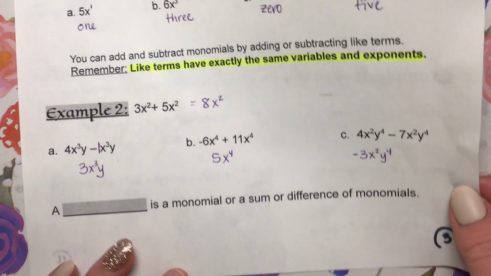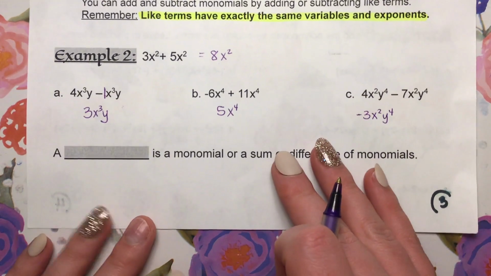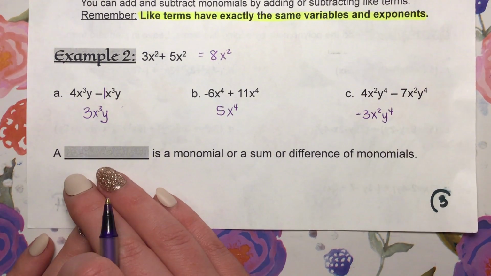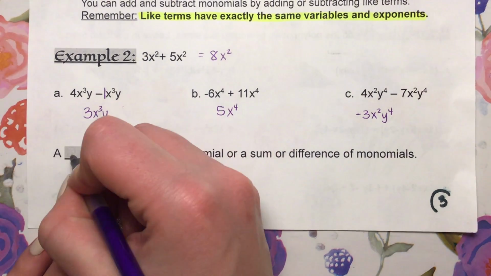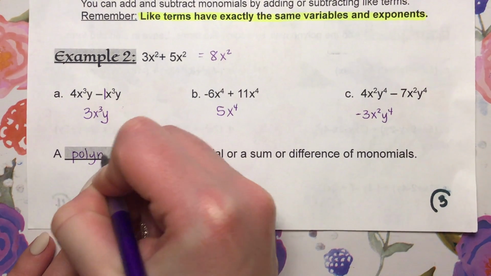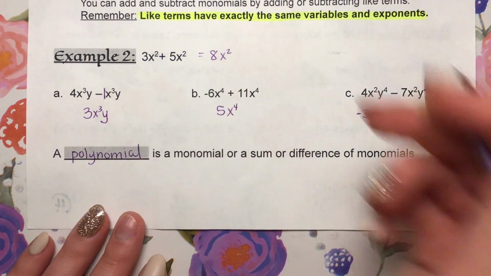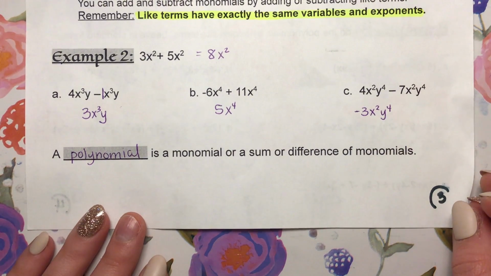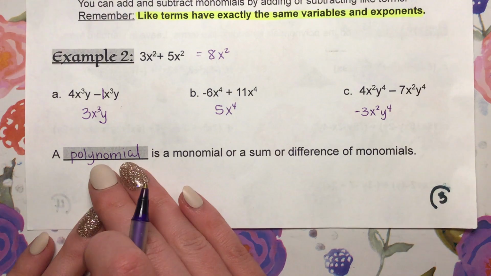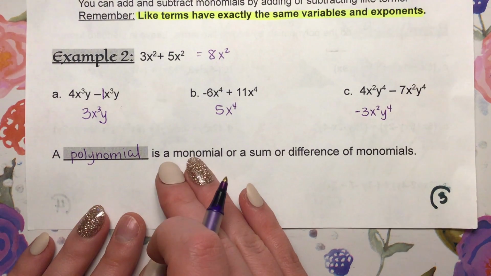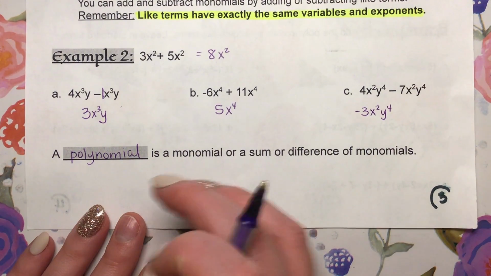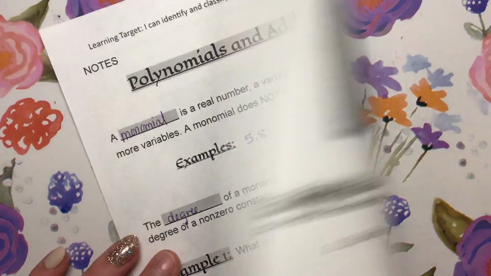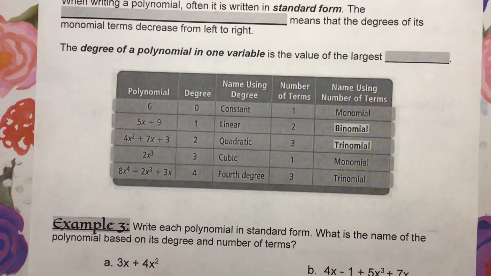Okay. Let's get into something a little more advanced. What is a polynomial? So a polynomial is a monomial or a sum or difference of monomials. In other words, a polynomial is when you add and subtract individual monomials all in one expression. It is multiple terms, poly meaning many.